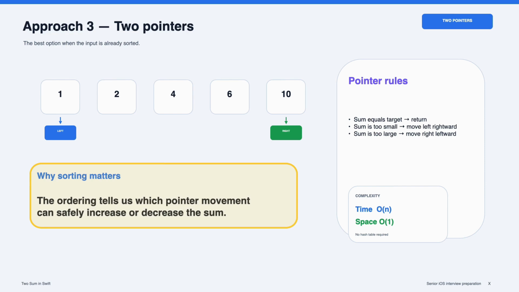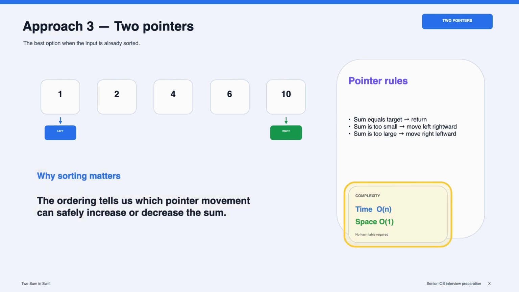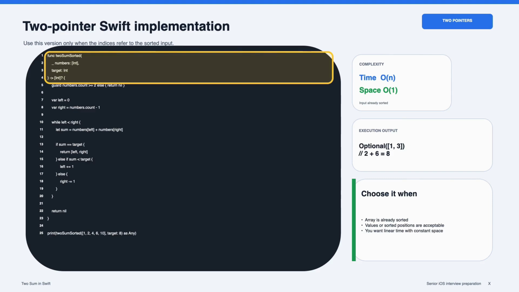For an already sorted array, this approach provides time complexity O(n) and space complexity O(1). It uses only the two pointer variables and a few temporary values. Now let us look at the Swift implementation. Our function receives a sorted integer array and a target value. It returns an optional array because there may not be a valid pair.